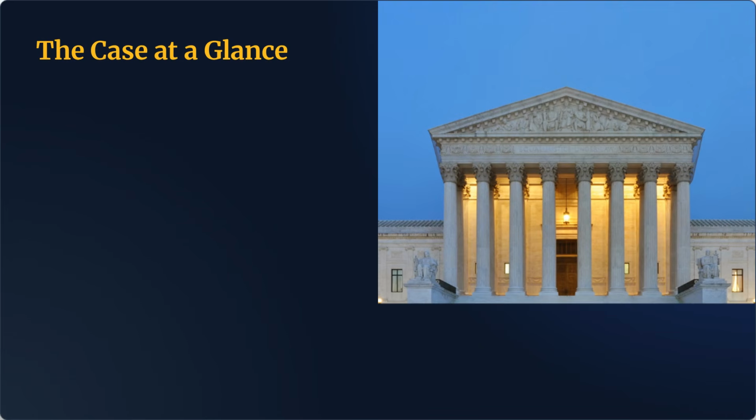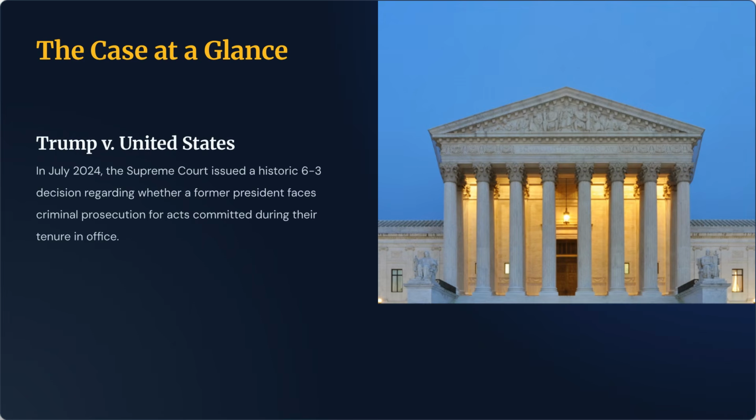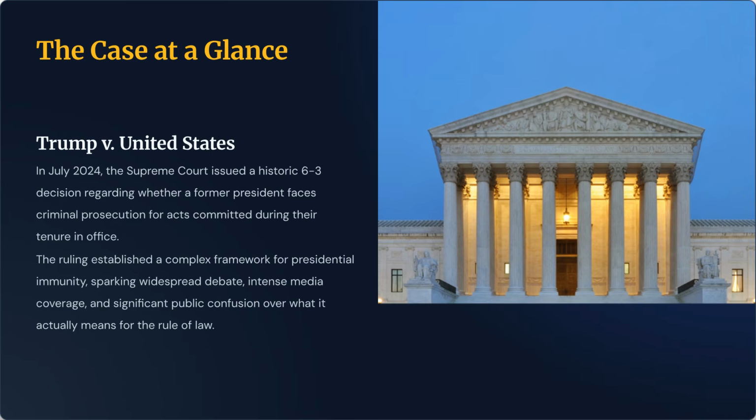In July 2024, the Supreme Court issued a 6-3 decision in Trump versus United States, addressing whether a former president faces criminal prosecution for acts committed while in office. The ruling established a complex framework for presidential immunity, leading to widespread public debate and confusion.